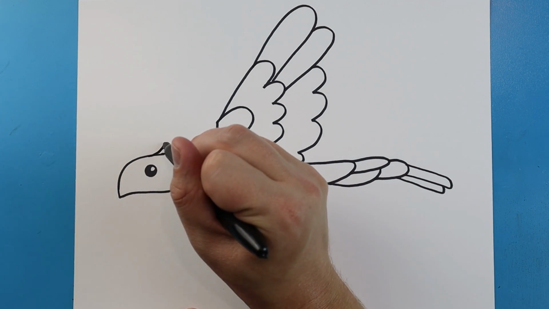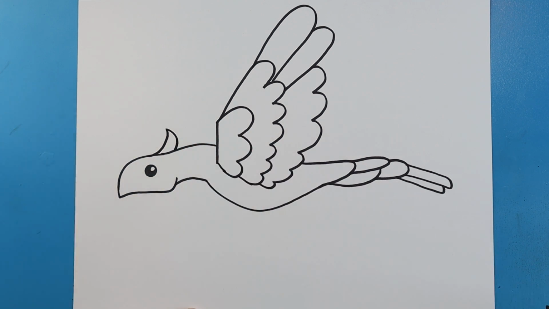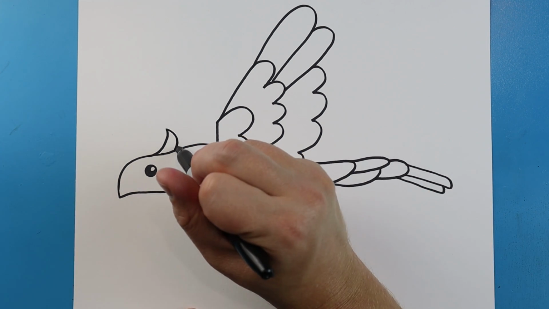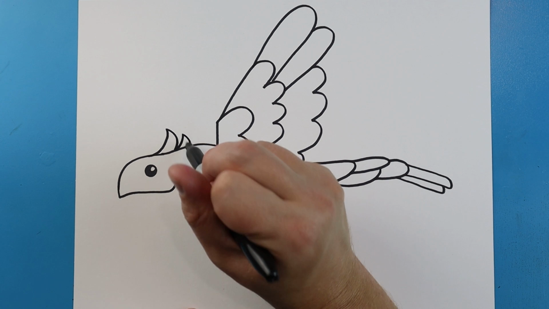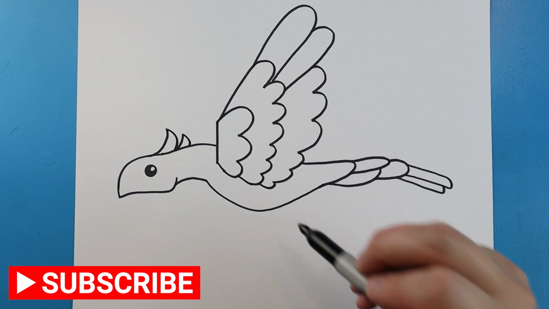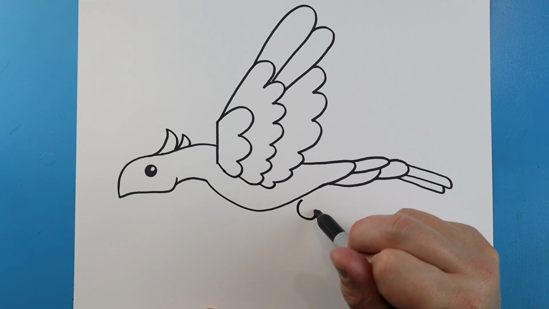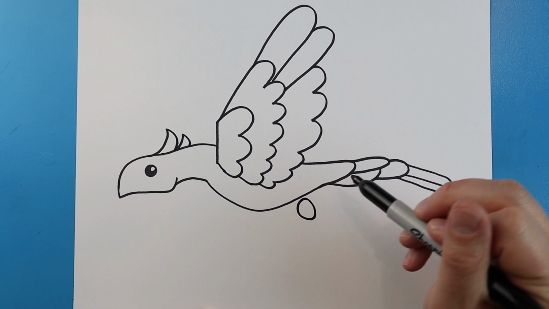Starting here, I'm going to make a little line that's going to curve up and it's going to come down. Next, I want to make a smaller one right back here. Starting here, I'm going to draw a little line that goes down and then it's going to come up like this for the foot.